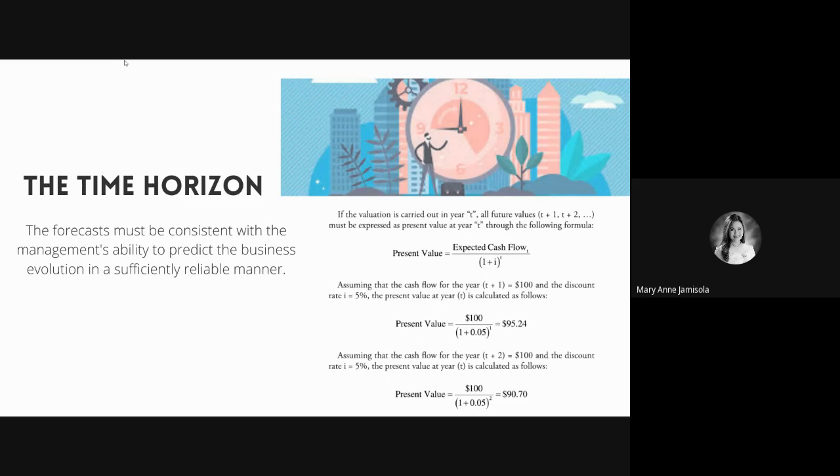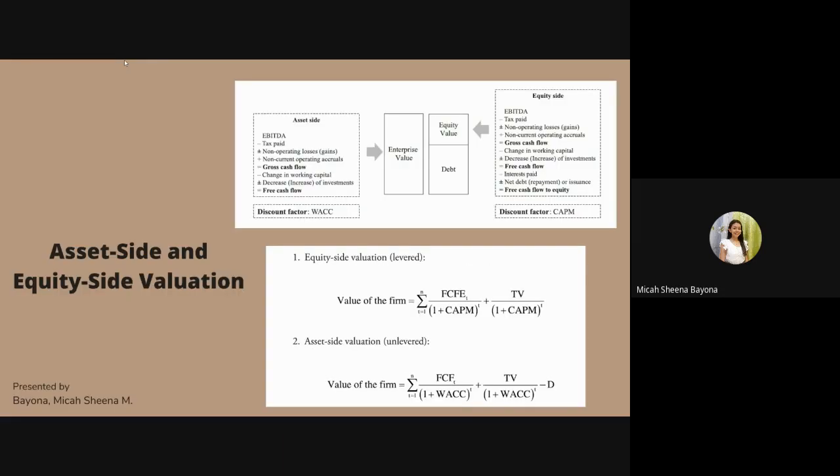So if we use the asset side, what discount rate should we use? So, 1 plus I, where I is the discount rate. The I there is the general discount rate. But if we are to apply it specifically, let's say asset side valuation or equity side valuation, the I, the discount rate, will be replaced with a specific discount rate. So for the asset side, the discount rate will be the weighted average cost of capital. Then for the equity side, the capital asset pricing model.